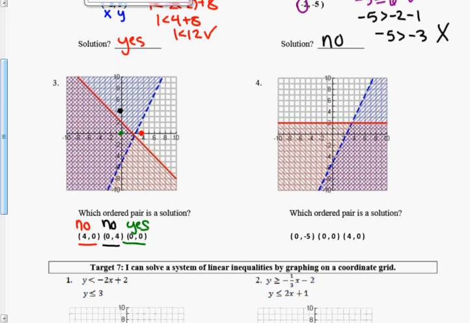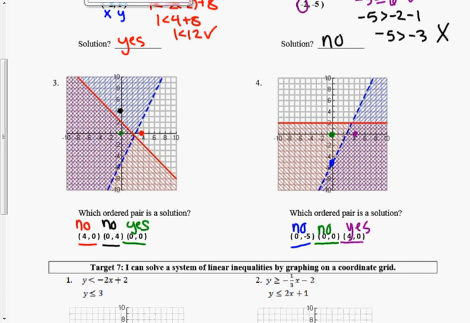Number 4, 0, -5. So looking at y on the y-axis there. 0, -5 is on a dashed line. Remember, anytime you are on a dashed line, it cannot be a solution. If that was a solid line, we would have a solution because it is shaded by the red area. 0, 0 is only shaded by my red graph and not by my blue graph, so it is not a solution. And 4, 0, 4 for your x, 0 for your y, is shaded by both the red and the blue, so 4, 0 is a solution.